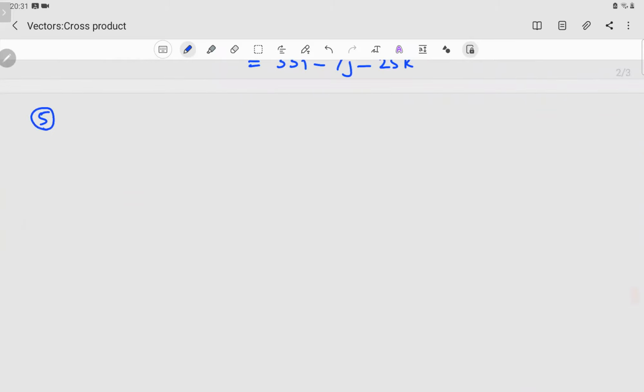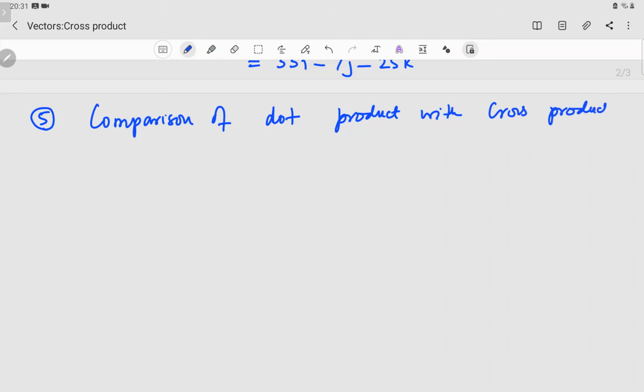Now this is the cross product. We move on to the definitions of cross product. We discuss its various properties, okay? We compare it with the scalar product. Fifth point. The fifth point is comparison of dot product with cross product. Okay. We make a column like this. We say dot product. And we say cross product.